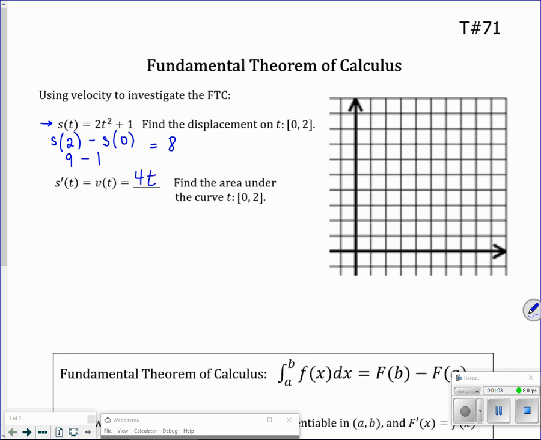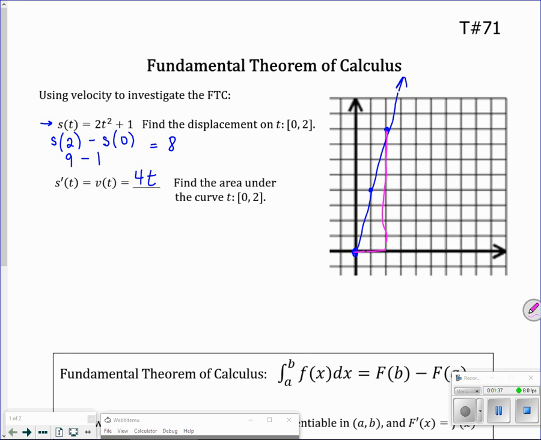Now let's graph that for a second. If we were to graph 4t, the y-intercept would be 0. I'd make sure I counted right: up 4 over 1, 1, 2, 3, 4 over 1, etc. I could draw that line. Now the question asks me to find the area under the curve from 0 to 2, because what we've been doing for the last couple days is finding the area under the curve. Sorry, straight lines are very difficult for me.